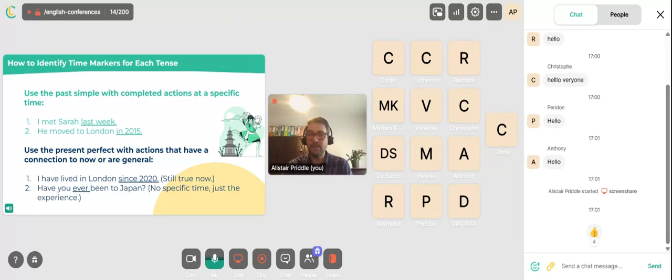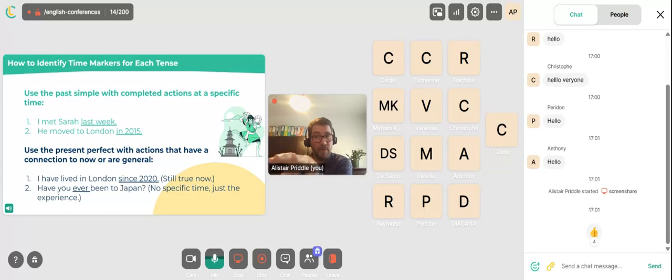So use the past simple with completed actions at a specific time. Number 1, I met Sarah last week. I met Sarah last week. He moved to London in 2015.